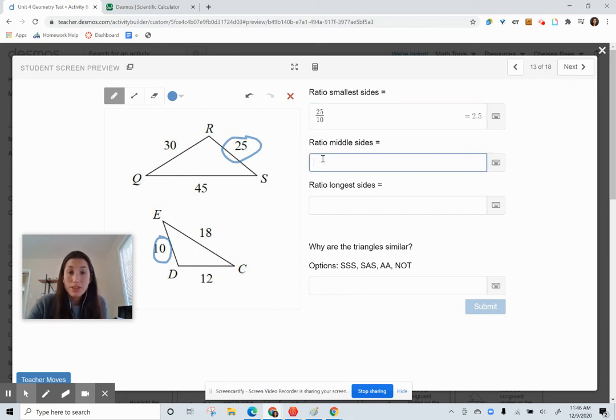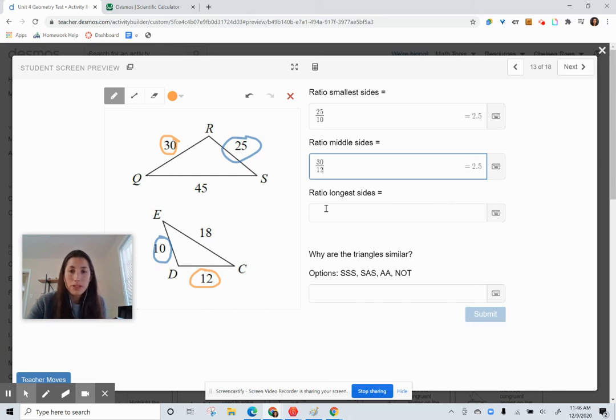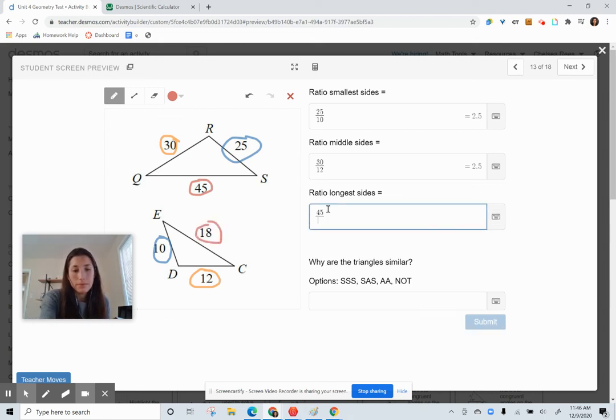My 2 middle side lengths, those would be 30 and 12. I'm going to put those in a ratio as well. And my 2 longest sides, we'll make those red. That would be 45 and 18. That's 2.5. So if you notice, these ratios all equal 2.5.